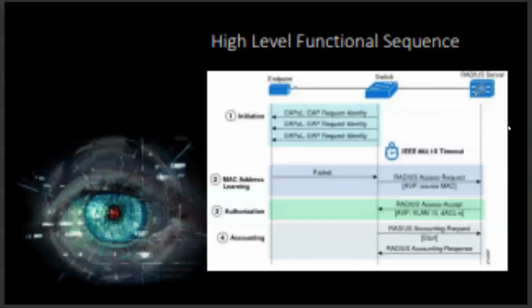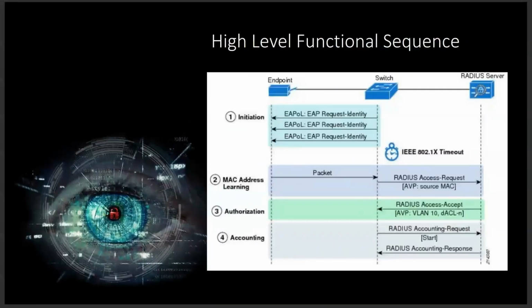Right. So the next thing is the high level diagram. Let's look into that one. As I said, the switch will be acting as a NAD device, a network authentication device. Between the endpoint and the switch, the EAP protocol will be running. So first it will request the identity, and in this process, the switch will learn the MAC address of that particular machine.